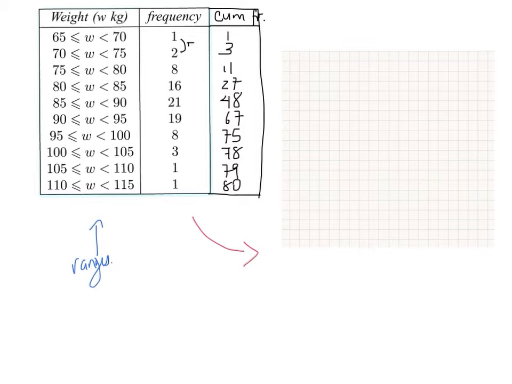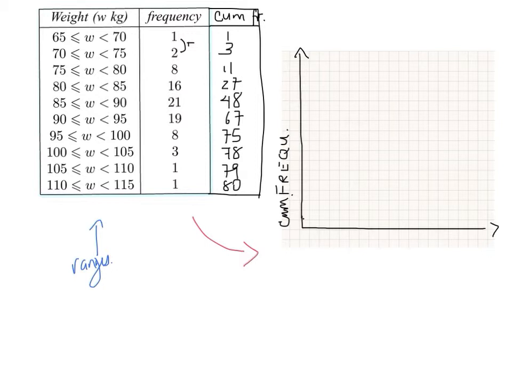Here we have graph paper. And we need our 2 axes, so let's draw the axes. Remember that frequency is always our y-axis, and in this case, it's cumulative frequency. And our x-axis is going to be the other value. If you look at the table up here, you can see that that's weight in kilograms. So I'm just going to put kilograms down here for the moment.